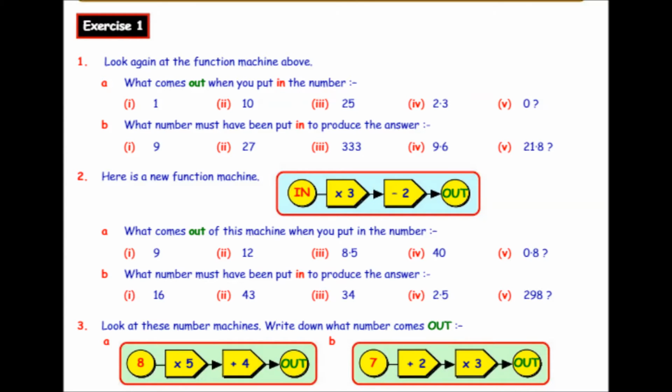Okay, moving on to question 2. You've got a new function machine. This time you're multiplying by 3 and taking away 2. Exactly the same. Then you've got different function machines. Watch out, question 3. Look at these number machines. Write down the number that comes out. You've only got one for each. Make sure that you're following it exactly.